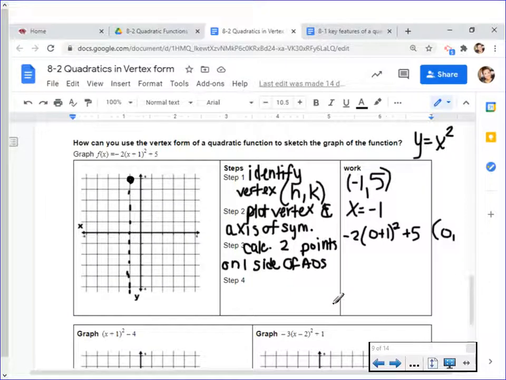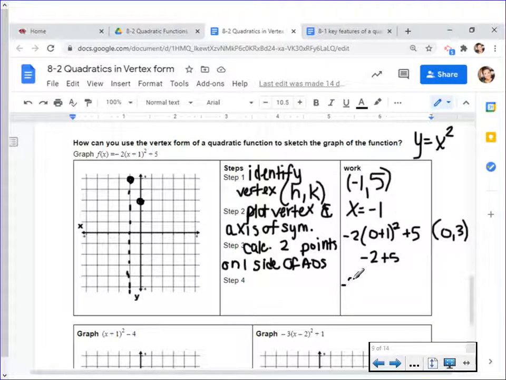So I'm going to write my little ordered pair right here. x is 0. Now we're trying to figure out what y is. Order of operations tells us to do parentheses first. What's 0 plus 1? What is 1 squared? What's 1 times -2? And what's -2 plus 5? So when x is 0, y is 3. We're going to plot that point, (0, 3). I'm going to go over 0, up 1, 2, 3.